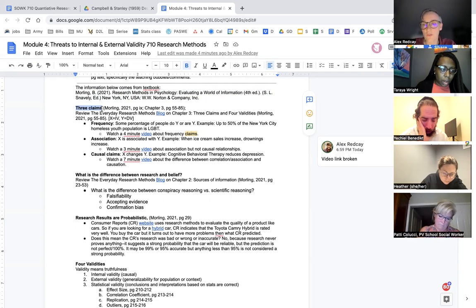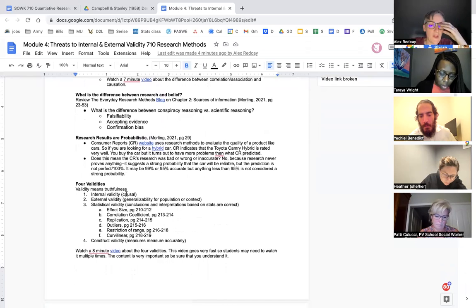So the causal claim is causation. That's when we can say blank changes blank, X changes Y. CBT significantly reduces depression. Okay, those are the 3 claims. And then this really goes into helping students understand the difference between, again, evidence, research, or their beliefs, their opinions, right? And they talk about the difference between conspiracy theories and scientific reasoning.